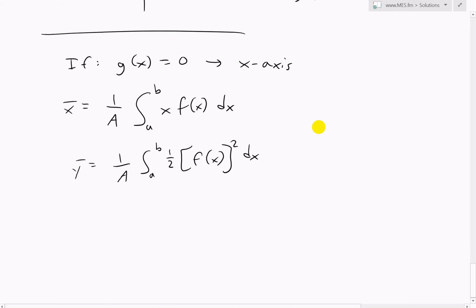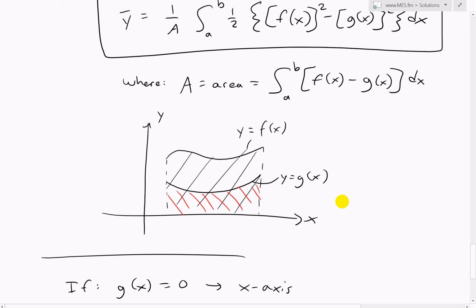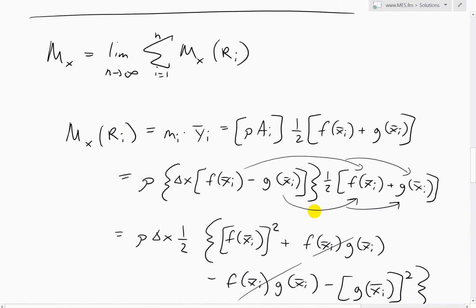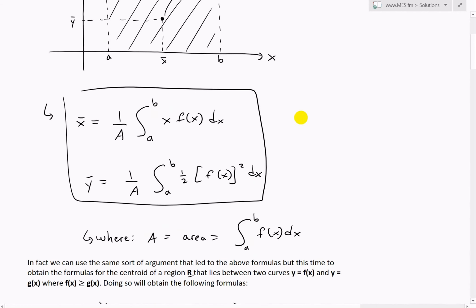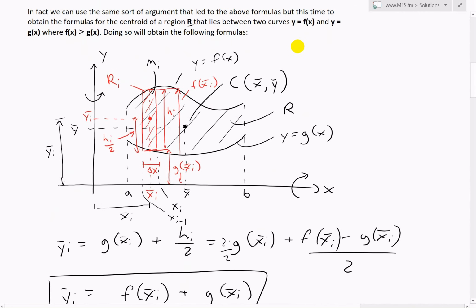So this is exactly the same as what we had above, and the area is going to be equal to the integral from a to b of simply f of x, because g of x is 0. This is the exact same thing as above. So the formulas I just derived are more general, and these are the same thing but where g of x is equal to 0.